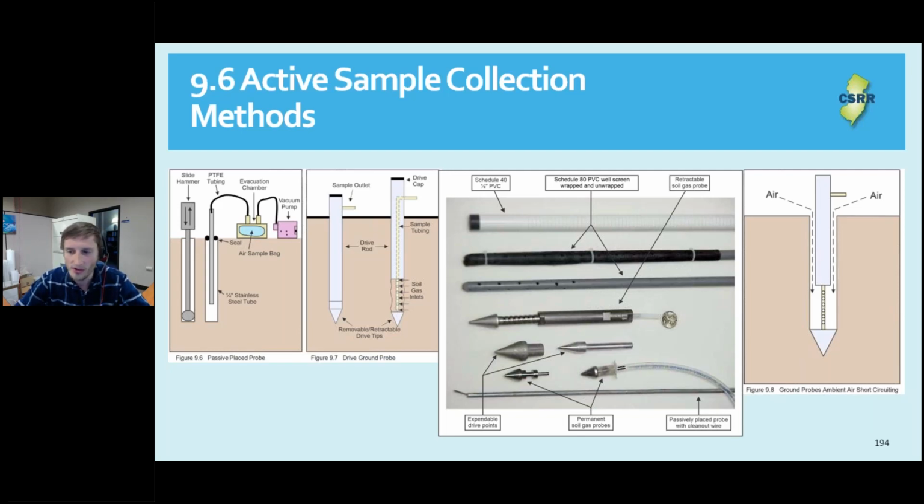The last image shows an example of something to be aware of in regards to short circuiting in a soil gas probe. Instead of the inlets drawing in air from the pore space, it's drawing in the atmospheric ambient air, and that's not something we want. Next slide, please.